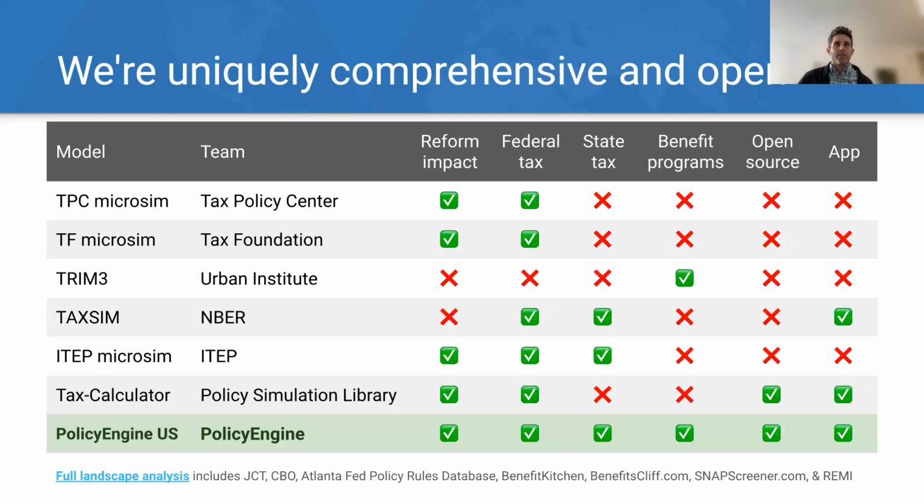So comparing us to some other models, we're, I think, unique in our transparency and our comprehensiveness. There are a variety of other institutions that build different tax or benefit microsimulation models. We're the only ones that let you both model reform impact, and model the impact of federal and state taxes and benefit programs. And this is pretty important because all these programs actually connect to each other in many ways.